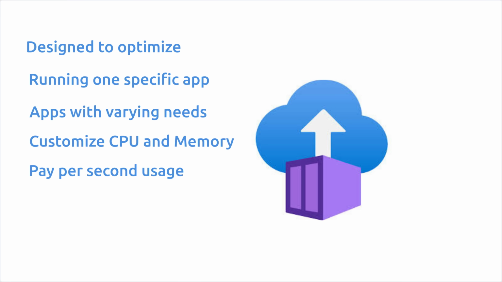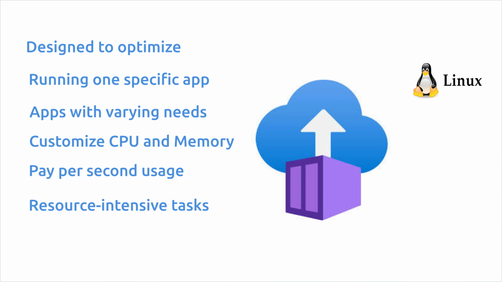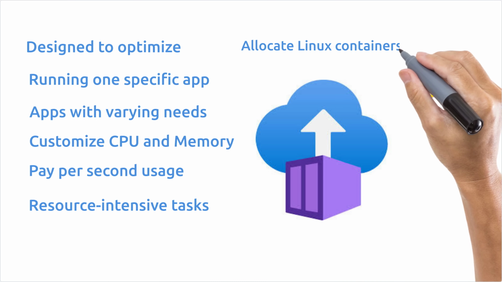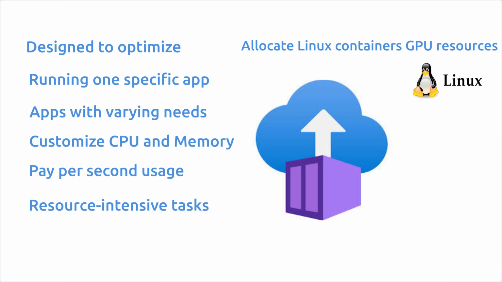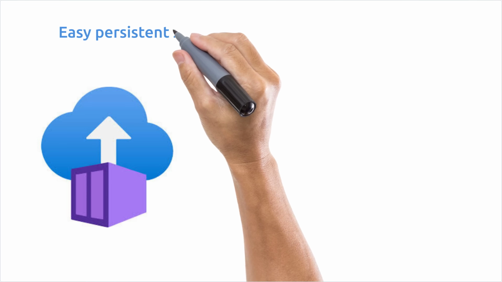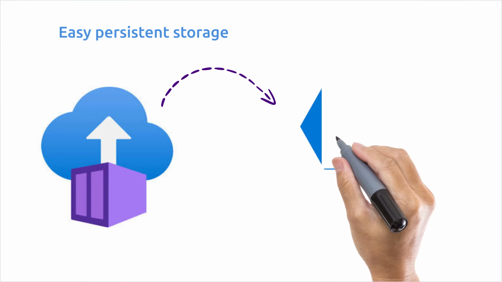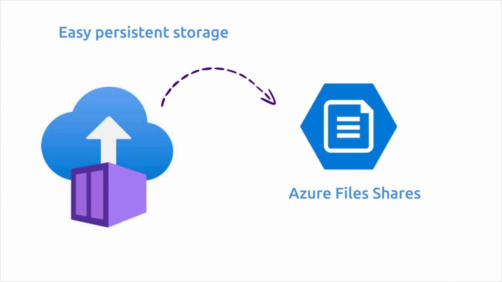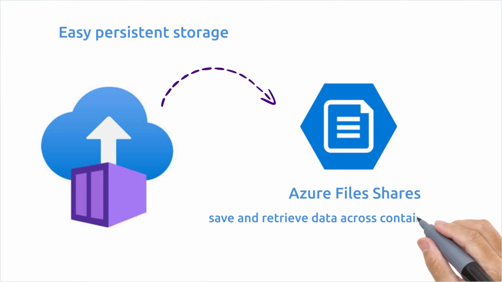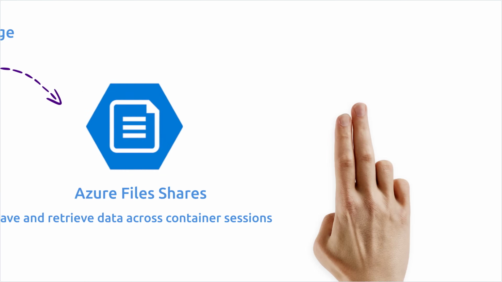For resource-intensive tasks like machine learning, ACI can schedule Linux containers to leverage available GPU resources, handling the demanding processing needs efficiently. If you need persistent storage, ACI makes it easy. You can mount Azure file shares directly from Azure Storage, allowing you to save and retrieve data across container sessions.